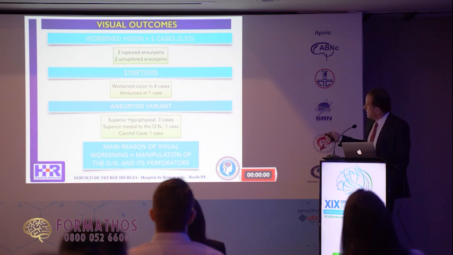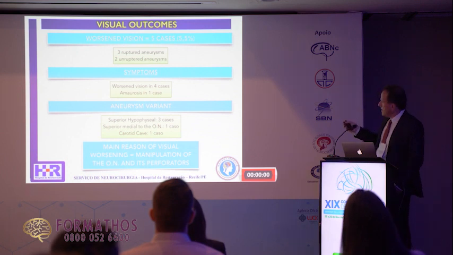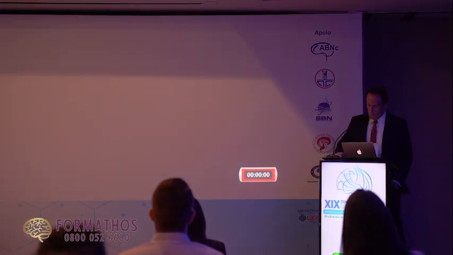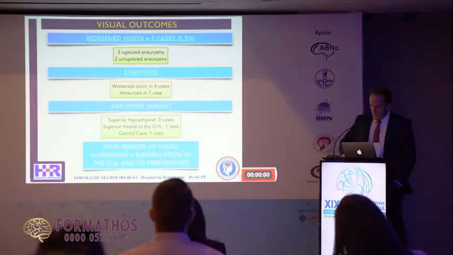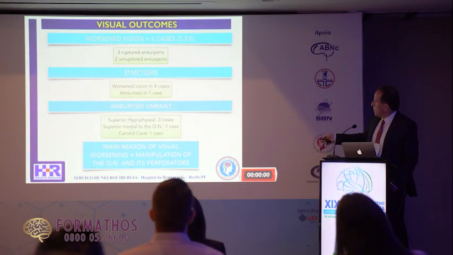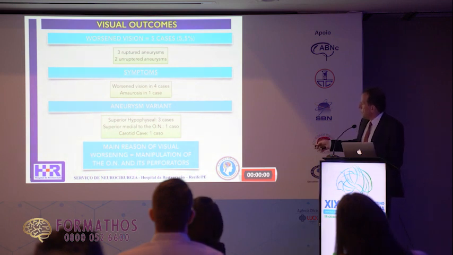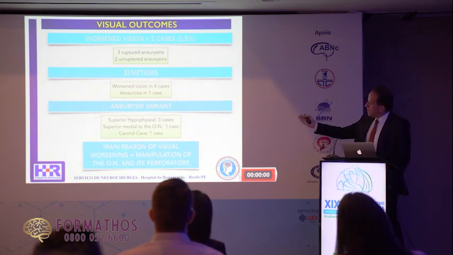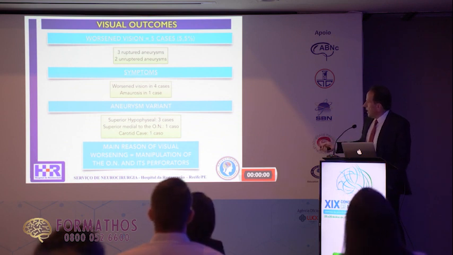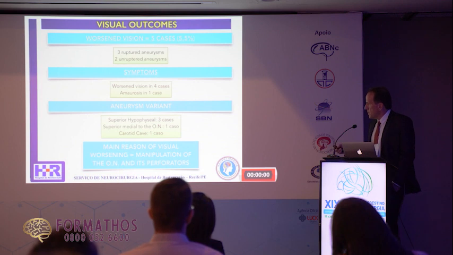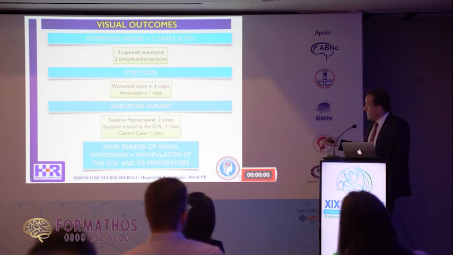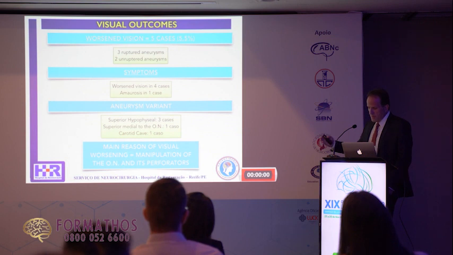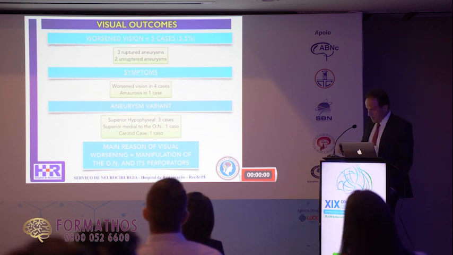the main difficulty with these aneurysms, which are the visual outcomes. We had 5 cases in which vision worsened, and the only thing common to all these aneurysms was that they were all medial, superior hypophyseal, or superior medial to the optic nerve and carotid cave. And I believe that the main reason for visual worsening in these cases is manipulation of the optic nerve during dissection and its perforators. So we need to take extra care for these medial projecting aneurysms regarding visual outcomes.